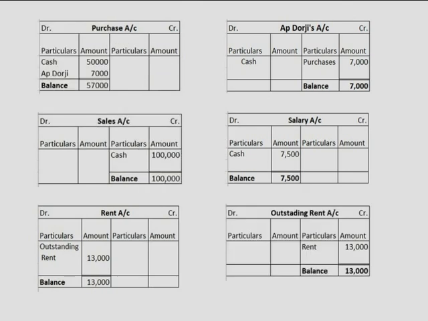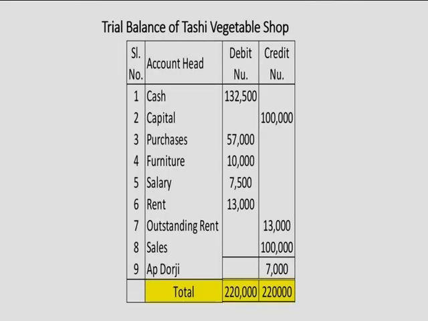Finally, the last ledger is the outstanding rent account. Outstanding rent is a liability of the firm which it has to pay at a later date. Therefore, liability balances are credit balances. So the balance of outstanding rent is 13,000. Now all the ledgers and journal entries are prepared. Now this has to be posted into the trial balance. Now you are going to prepare the trial balance for Tashi vegetable shop. So this is the trial balance of Tashi vegetable shop.